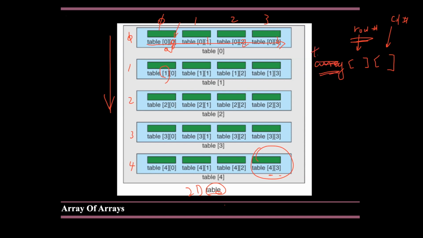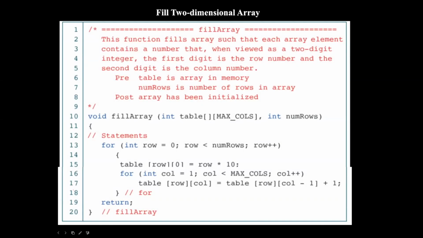In this case, this should be table. This example illustrates a couple of things. First of all, this is a function called fill array. Namely, its purpose is to take a two-dimensional array, which is represented by table. This is the name of the 2D array. And we will iterate through the number of rows and number of columns in this function to fill in the data in every single row and column in this two-dimensional table.